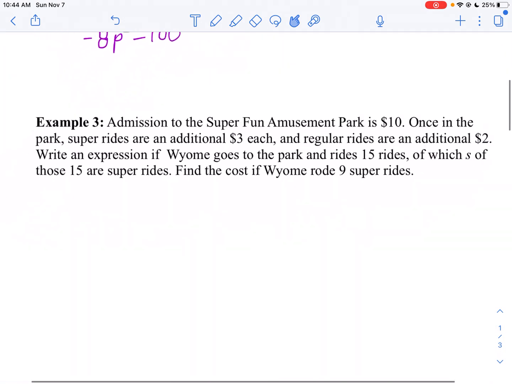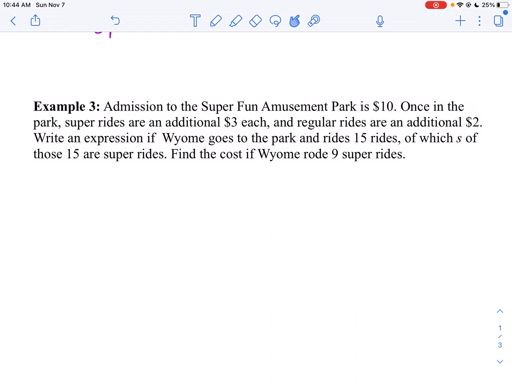Now if we take a look at this application problem, it says admission to the super fun amusement park is $10. Once in the park, super rides are an additional $3, and regular rides are an additional $2. Write an expression of when one goes to the park and rides 15 rides, of which S of those 15 are super rides. Find the cost if Winone rode 9 super rides.